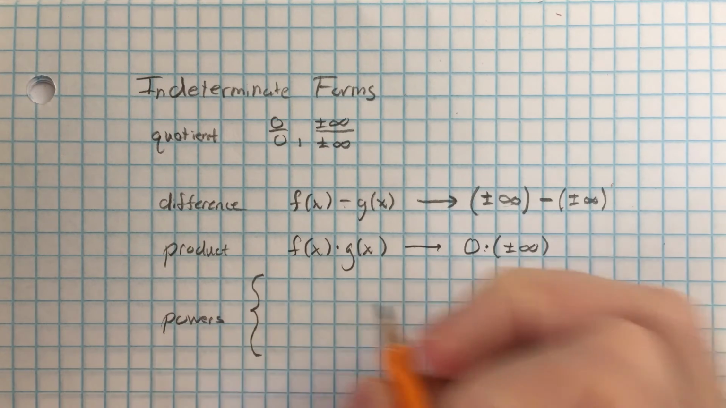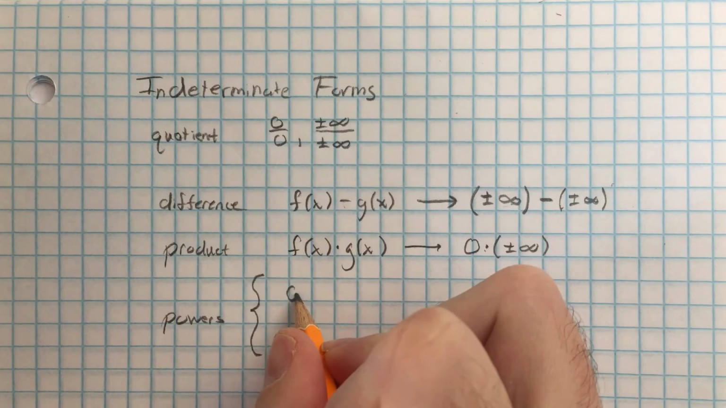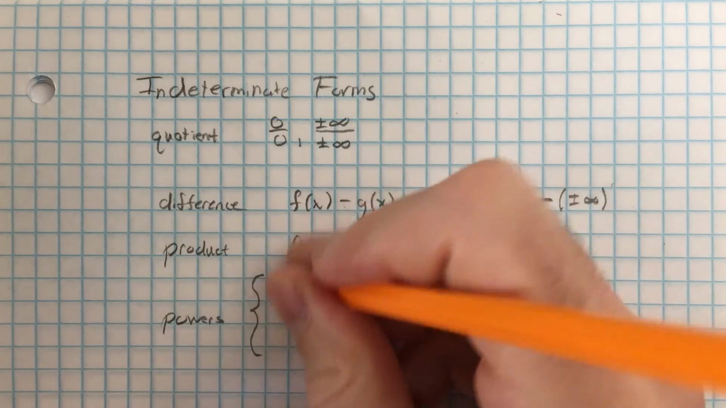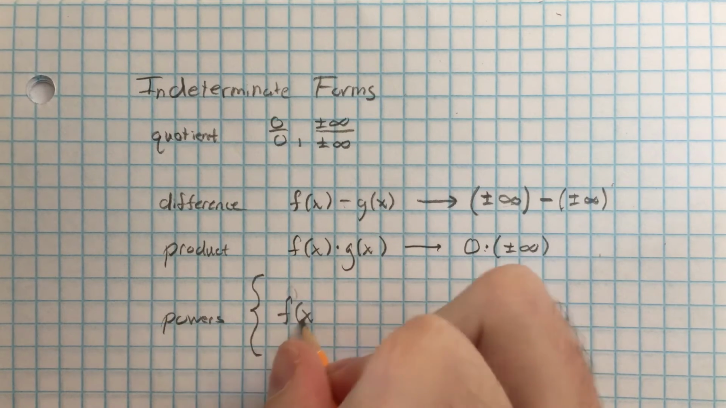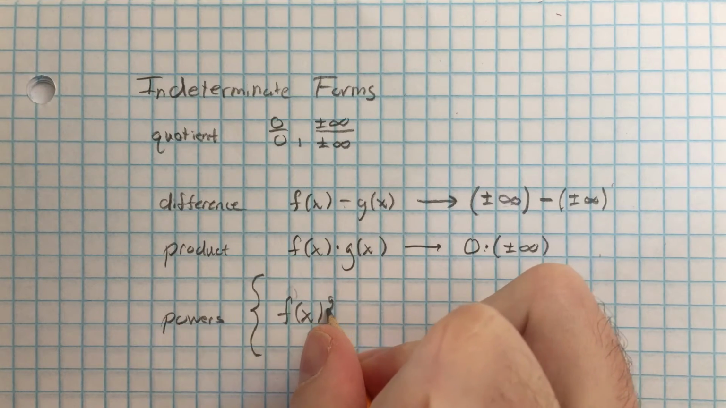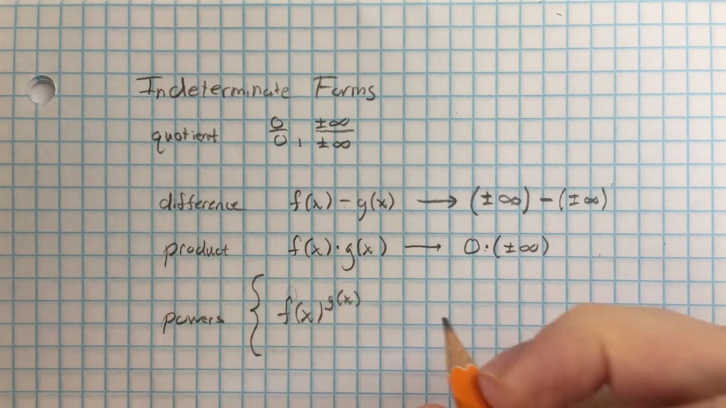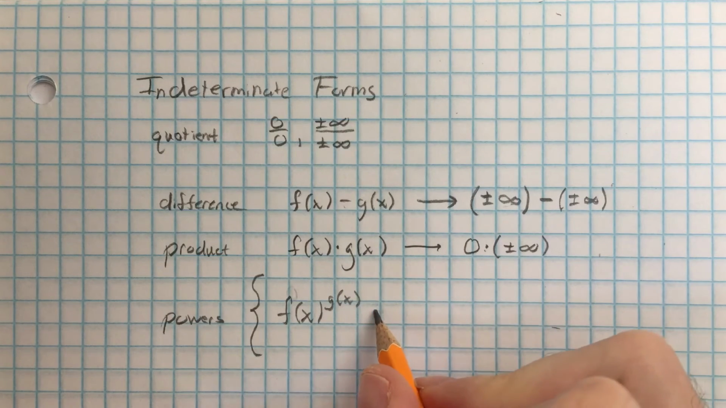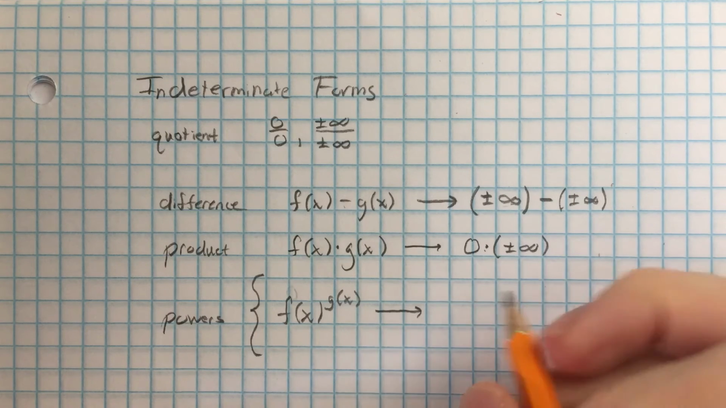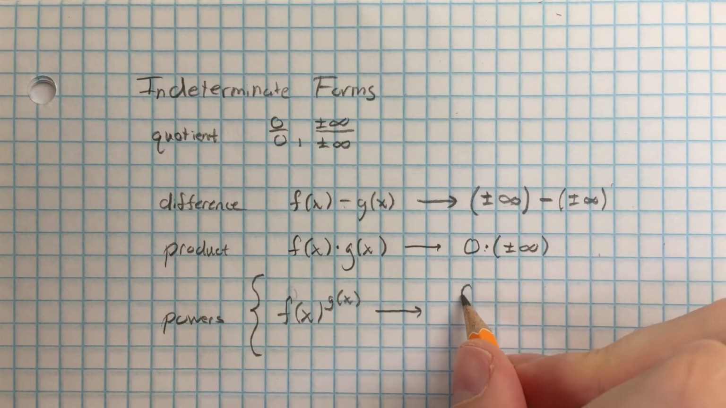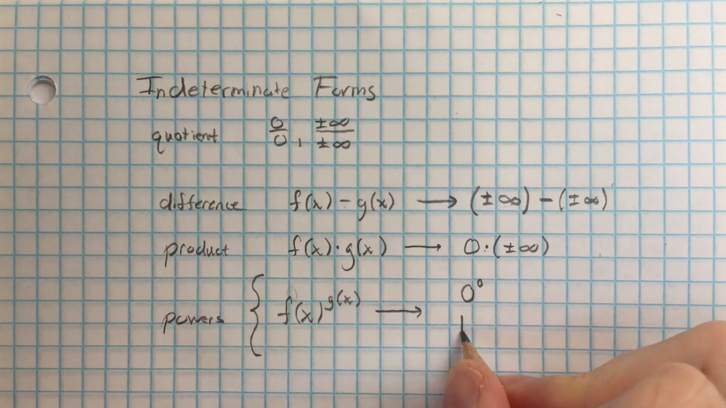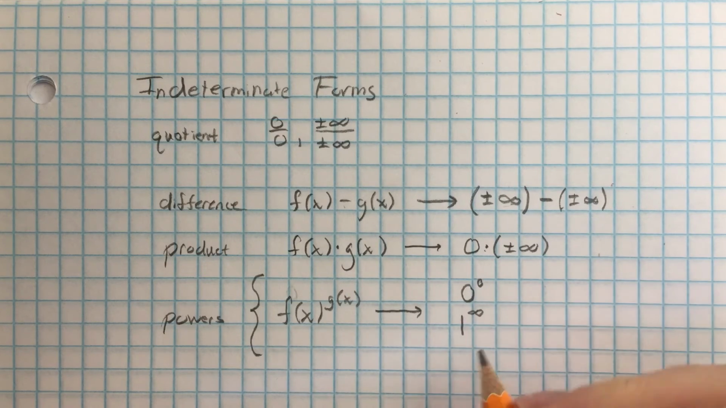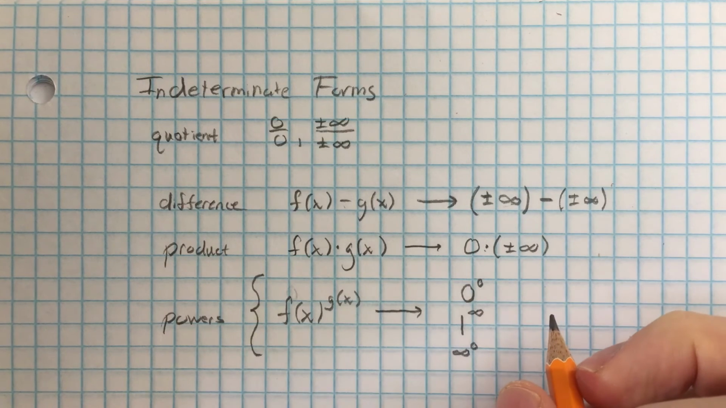Let me use the function symbols again. f of x raised to the g of x power, you might say. If that heads towards one of three cases, it could be 0 to the 0th, it could be 1 to the infinity, or infinity to the 0th. Okay? Each of these is indeterminate for a different subtle reason.